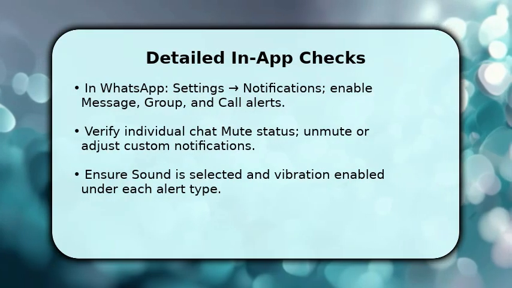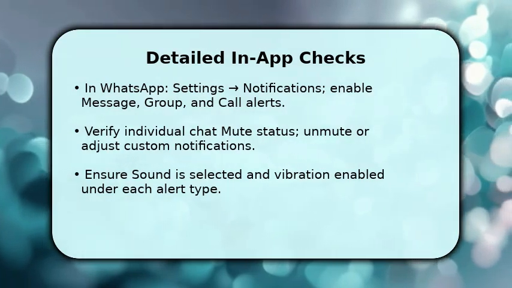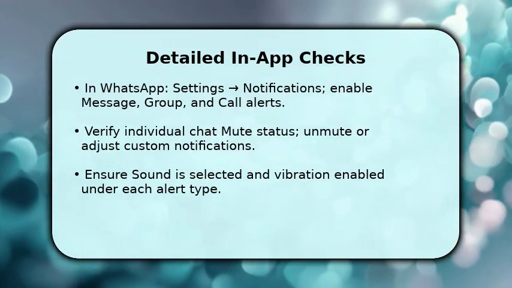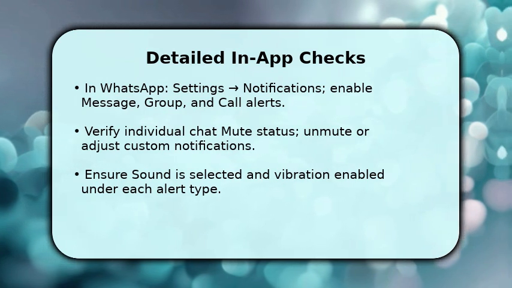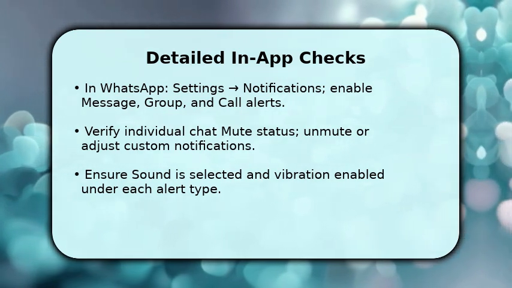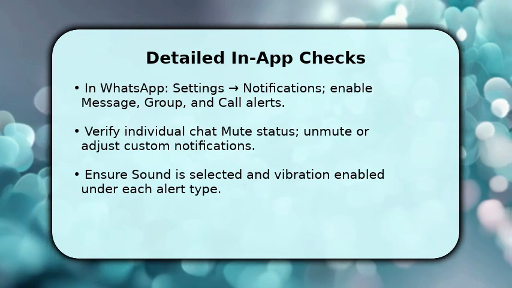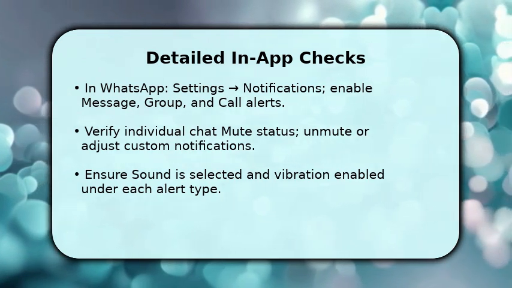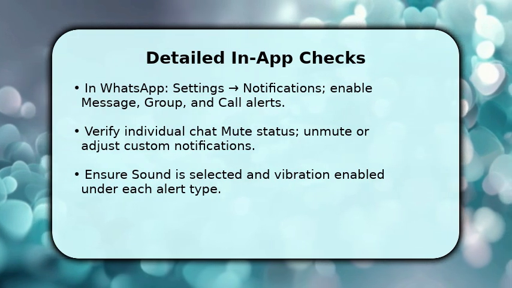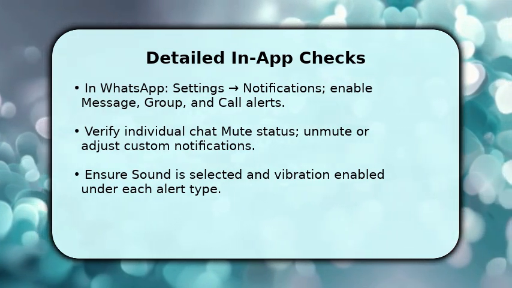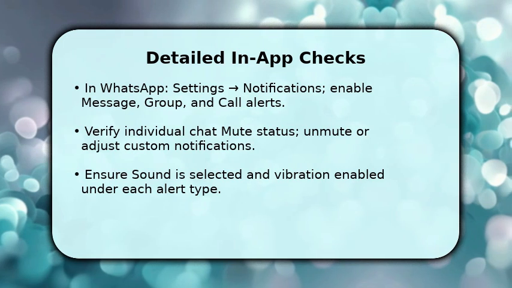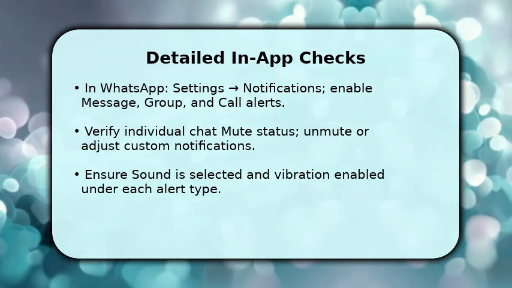Now inspect WhatsApp's internal settings so alerts aren't blocked at the app level. Open WhatsApp, go to Settings then Notifications, enable message, group, and call notifications and pick a sound. Next, check high-volume chats. Open a chat and confirm it isn't muted or that custom notifications aren't set to none. Make sure vibration is on if you rely on haptics.